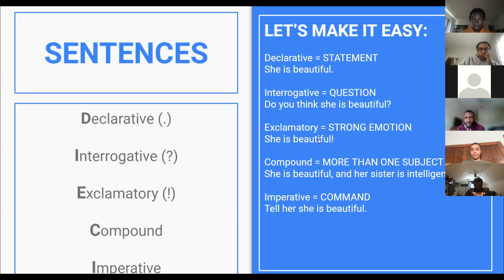Anybody want to tell me what the subject is in tell her she is beautiful? Anybody? Tell her she is beautiful. Jonathan. The subject is she. The subject is not she. It's you. Remember, I said if you have a command, it is implied. The subject is you. So basically, I'm saying, you tell her she is beautiful. You sit down. You shut up. Remember when we have those imperative, those command sentences, the subject is you. What questions do you have on that before we move forward?